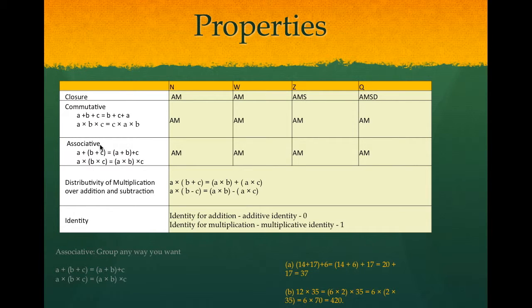So yes, this associative and commutative both are very similar, but you saw what we did here in associative, right? We grouped the numbers as we wanted. And again, all these numbers are associative under addition and multiplication only.